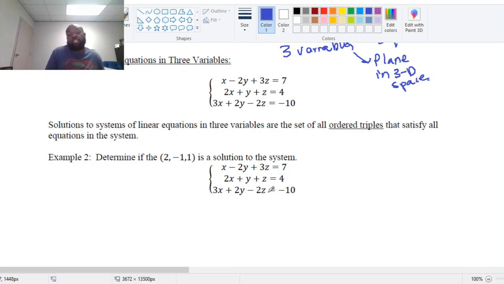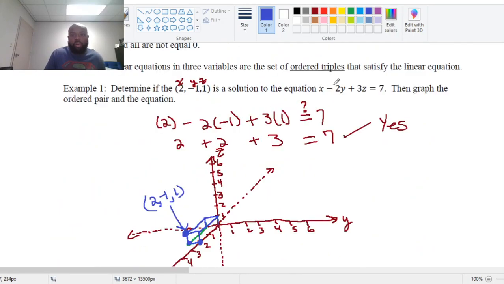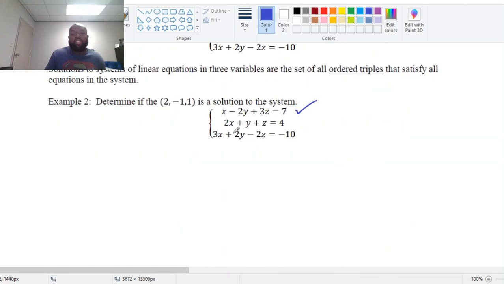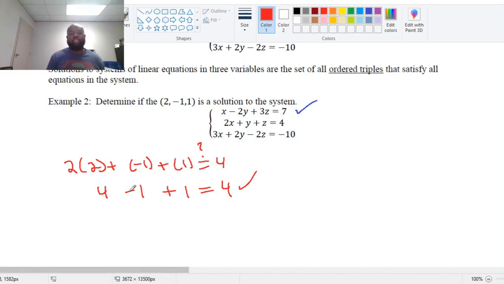Now, let's do this for this system. We already did this for the first one because that's the same equation that we had up here, so we do know that it is a solution to that one. But let's try for these other two equations. We're going to substitute 2, -1, and 1 for x, y, and z. So I'm going to have 2 times 2 plus -1 plus 1. We want to see if that equals 4. That's 4 minus 1 plus 1. That does equal 4. So it satisfies these two equations.